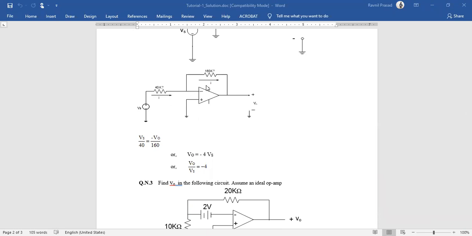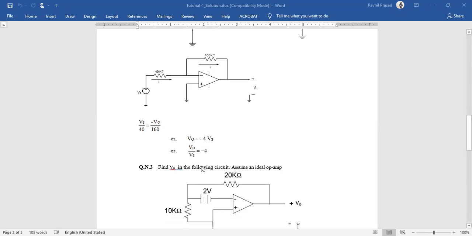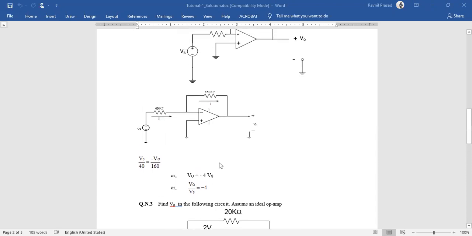And the current flowing in this other branch: this node has 0 voltage, so 0 minus Vout, which gives negative V0 divided by 160k. This is the equation we get by performing the nodal analysis at this point. Now we have the equation in terms of V0 and Vs, so we can make V0 upon Vs the subject of the formula, and we get the gain as minus 4. So that's how we get the gain of this circuit as minus 4.